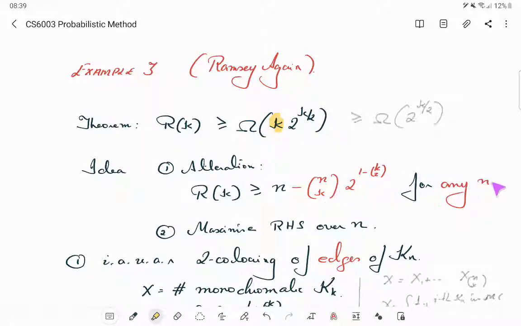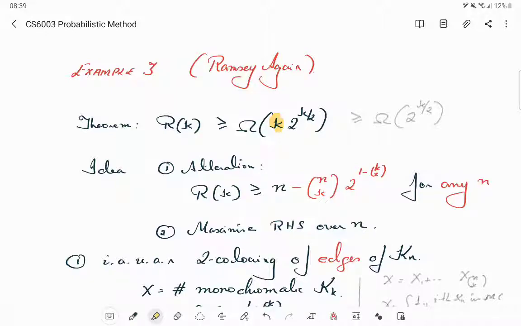Okay, so this lower bound, as is written here, is valid for any n. So let me read it out, and maybe with my emphasis, I'm trying to give a hint. Remember that this is a proof by alteration method. So we are saying that for any natural number n, you pick any natural number n, then n minus this number here is a lower bound for R of k.